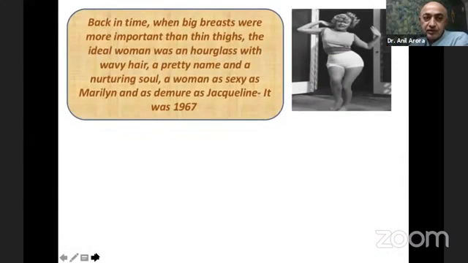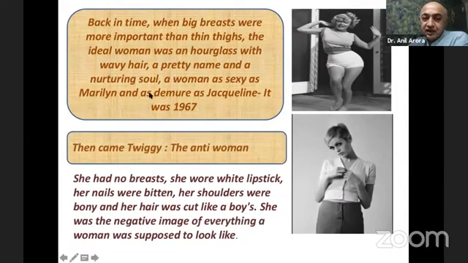She was from Italy. In earlier times, it was more important for a woman to have the features which are shown on the right side. You have to have thick thighs. The ideal woman had an hourglass shape with wavy hair, a pretty name, and a nurturing soul. A woman as sexy as Marilyn and as demure as Jacqueline was considered the front woman till 1967. Till this came in.